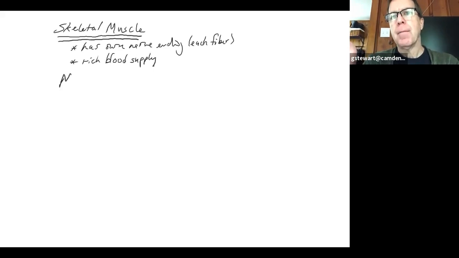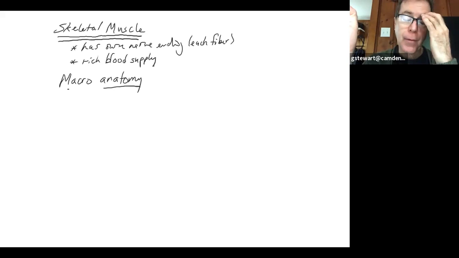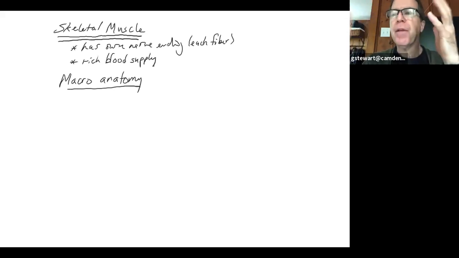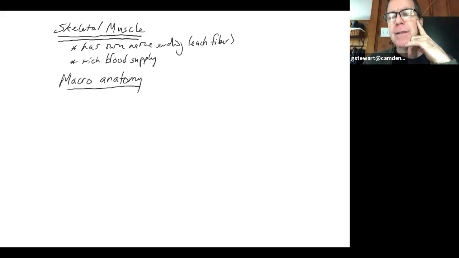Now I'm going to write macro anatomy. So we're going to look at the anatomy of a muscle, how it's made up, without any microscopic assistance. When you just look at a muscle, this is what you're actually looking at.